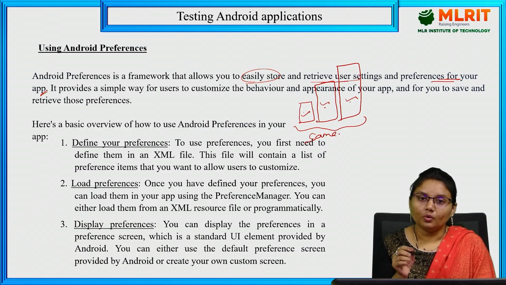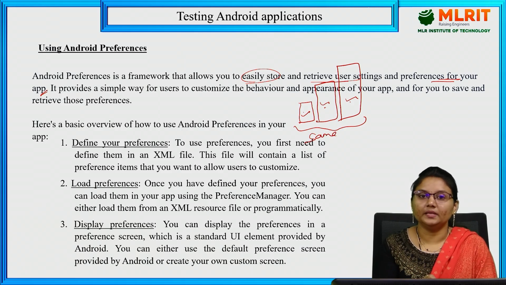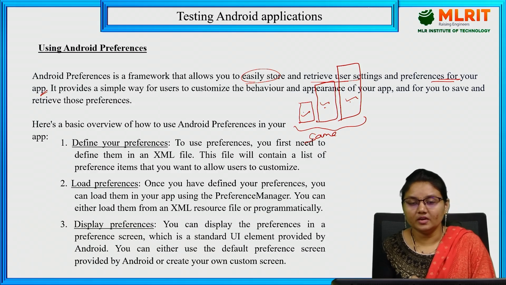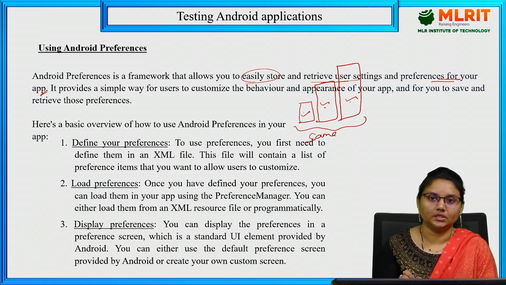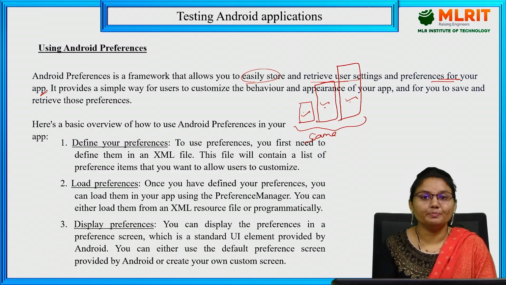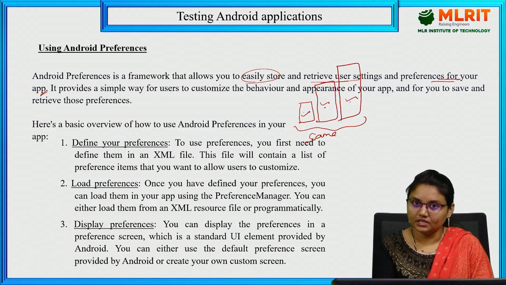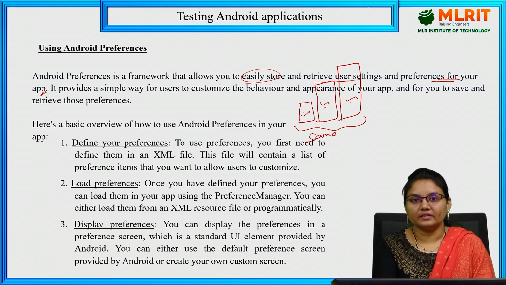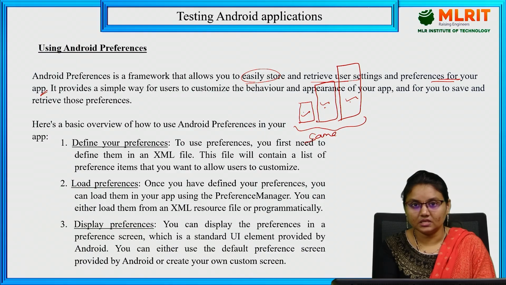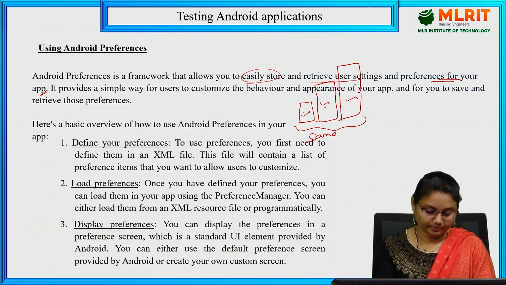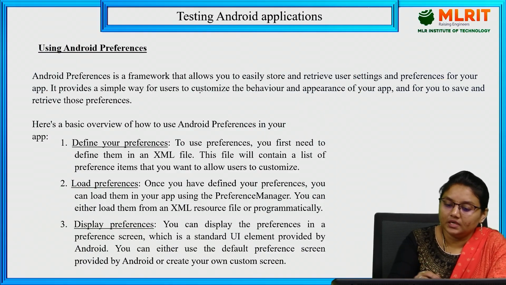So, who is making the application run in the same way on all the screen resolutions? That is nothing but Android preferences. You need to store the preferences in such a way that your application can run on any mobile phone with any features, with any resolution size of your display screen or your layouts. So, it's a framework that allows you to easily store and retrieve.